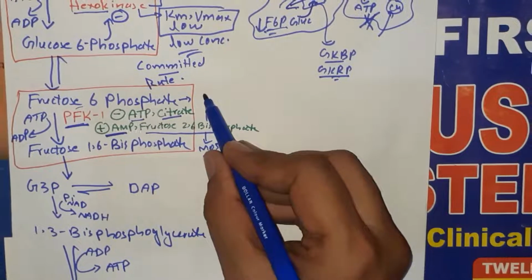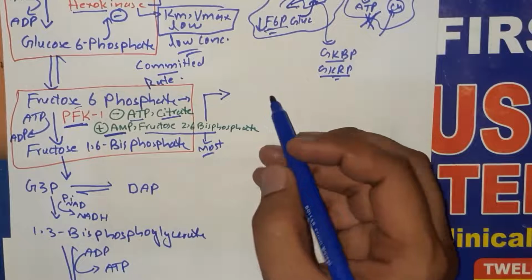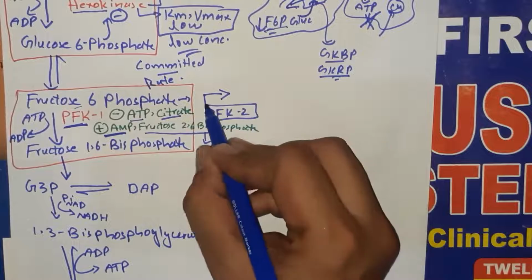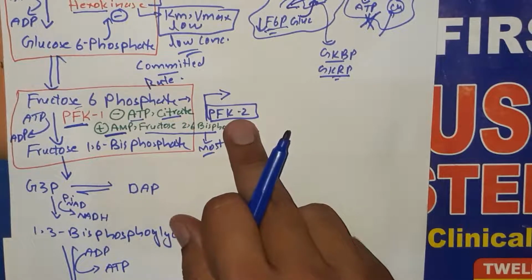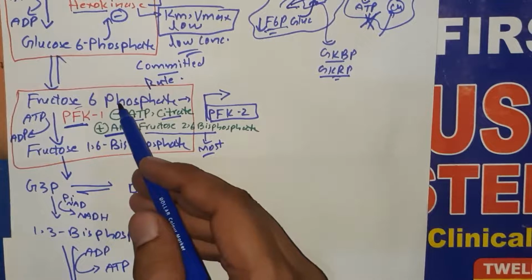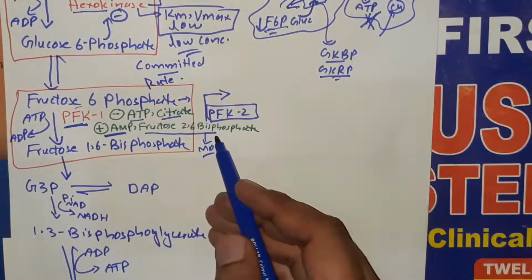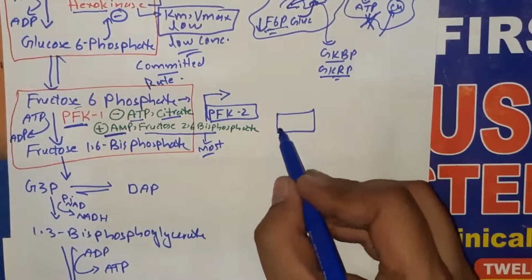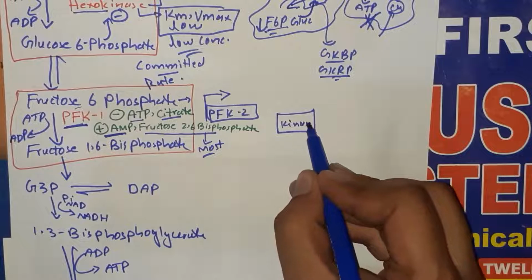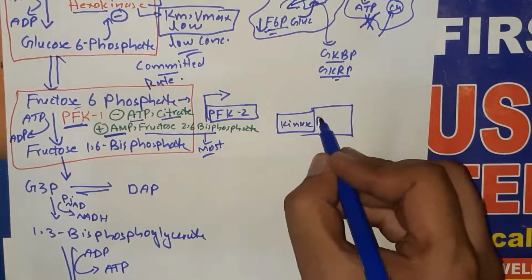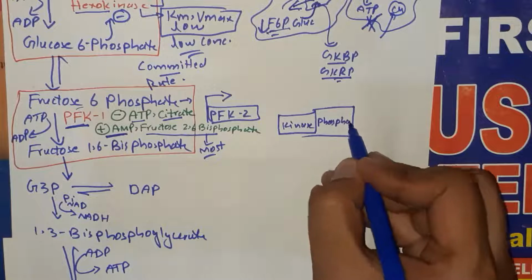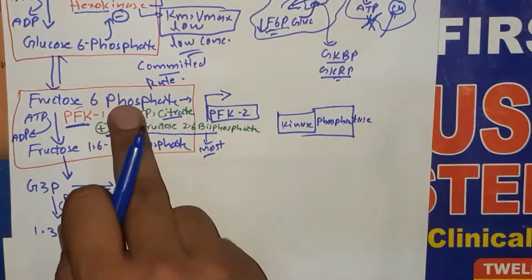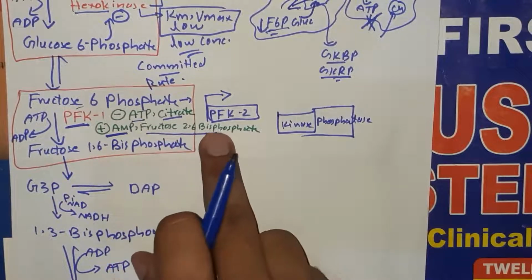Fructose 2,6-bisphosphate is formed from fructose 6-phosphate by a separate enzyme, phosphofructokinase 2. Phosphofructokinase 2 is a special enzyme which converts fructose 6-phosphate into fructose 2,6-bisphosphate. This enzyme has two domains: a kinase domain and a phosphatase domain. The kinase domain performs the phosphorylation of fructose 6-phosphate and converts it into fructose 2,6-bisphosphate.